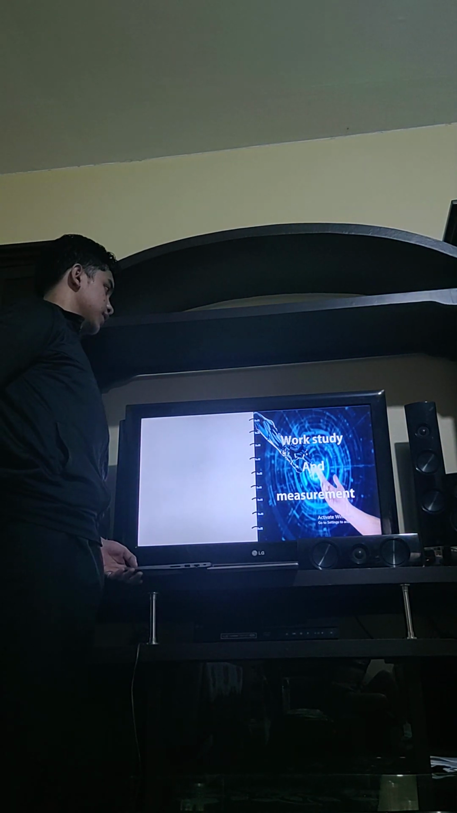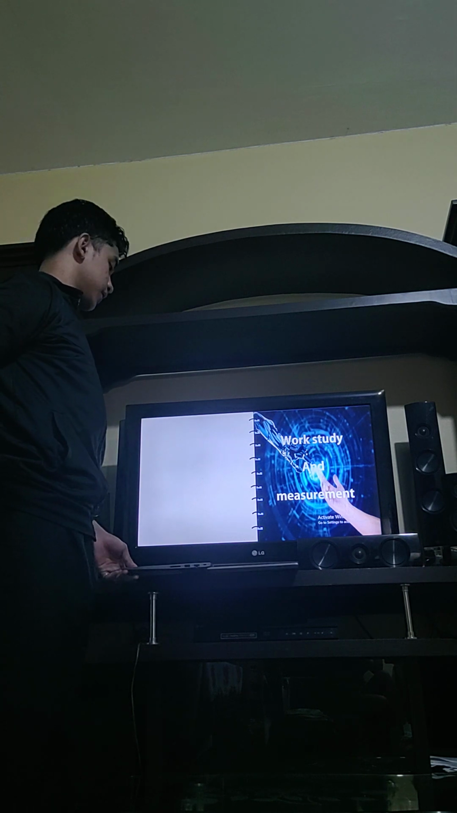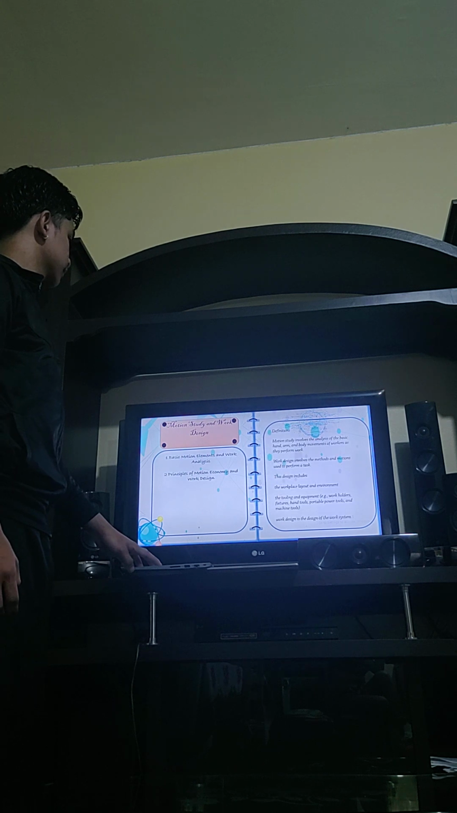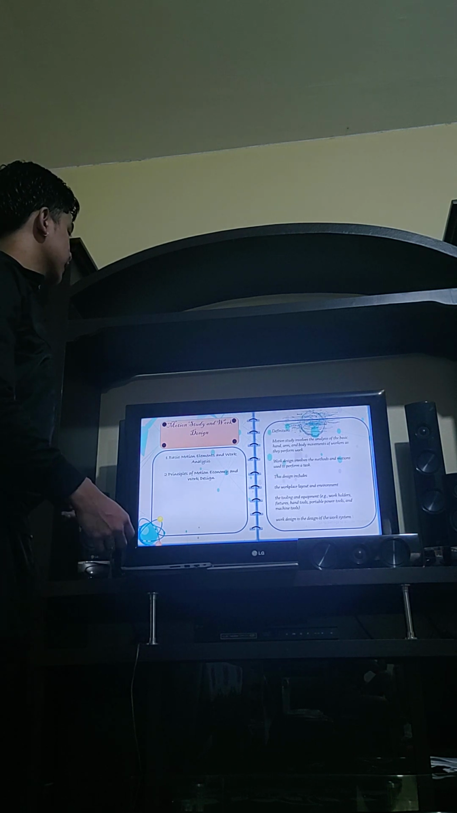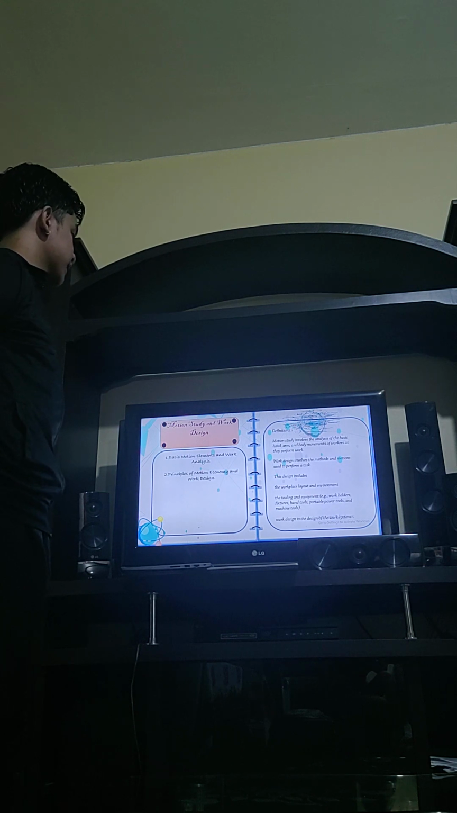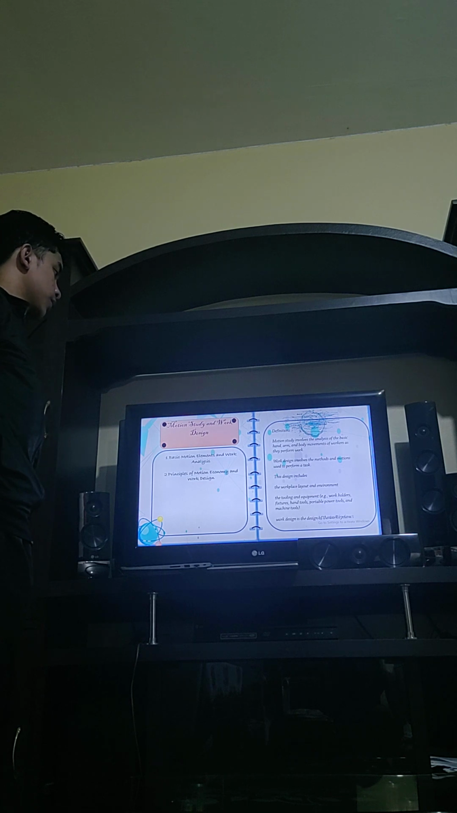This is my presentation: Work, study, and measurement. Motion study and work design. Number one is basic motion elements and work analysis. The second one is principles of motion economy and work design.